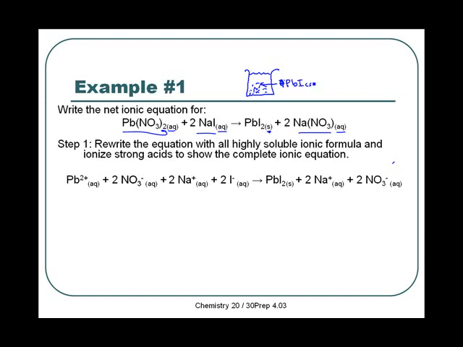And so because it's a solid, the lead and the iodide are actually bonded together. They're ionically bonded together. They're not going to break apart into their ions. And so we don't write them as ions.